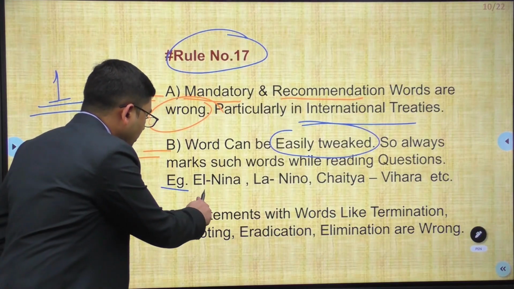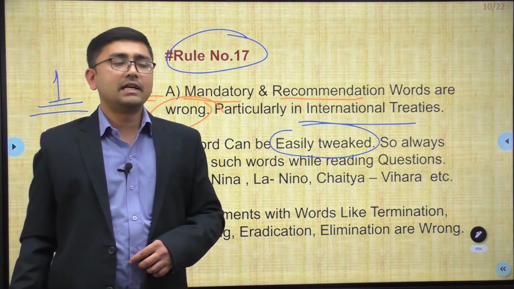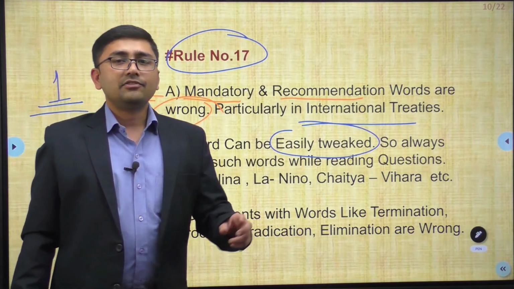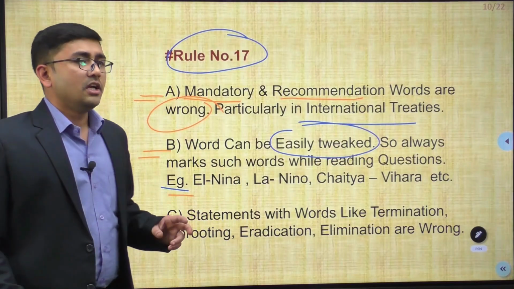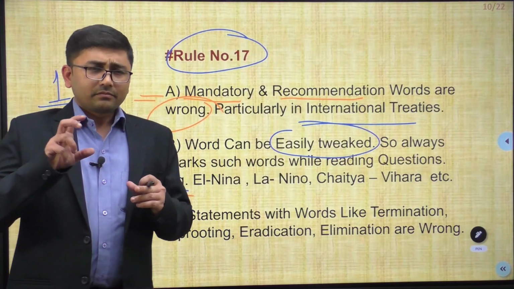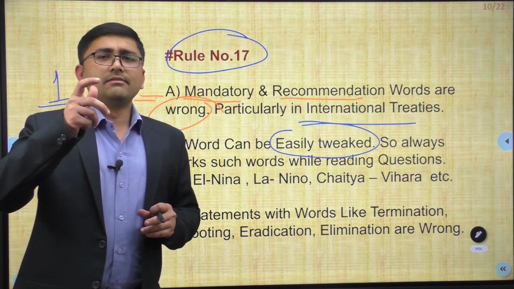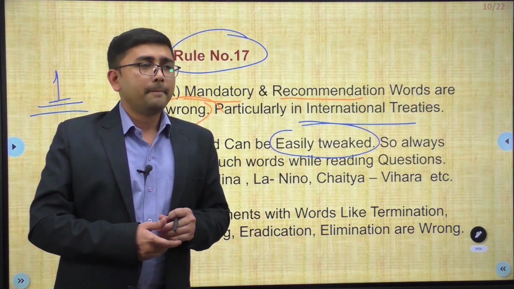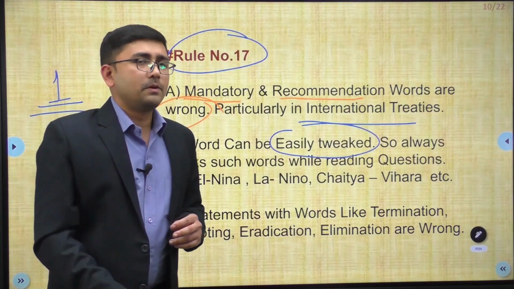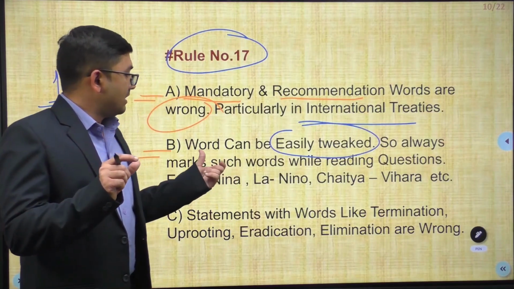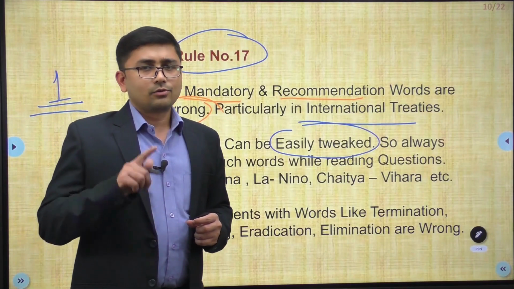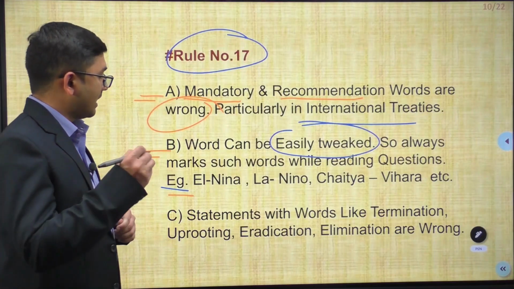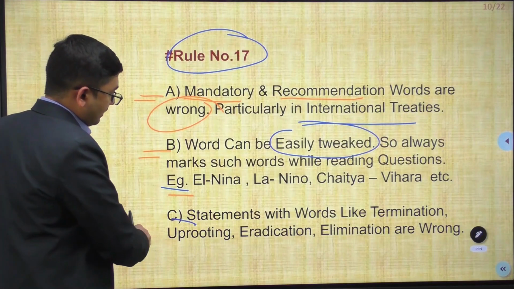How, sir? You are going to learn these easily tweaked words in the El Nino La Nina, Chaitya, Vihara topics. How? Because you will find that in place of formal, the word informal is given: formal, informal, renewable, non-renewable, stratosphere, mesosphere. You will find such kinds of easily tweaked words there. So I will give you that list at that time.